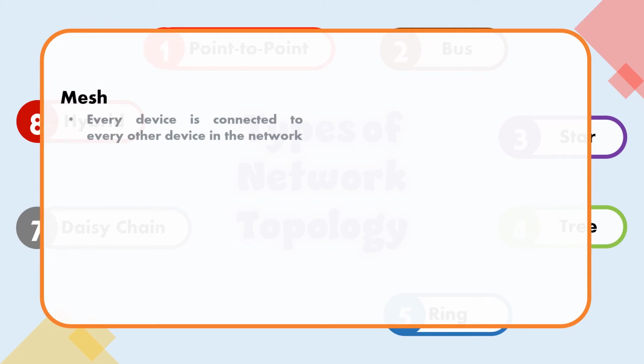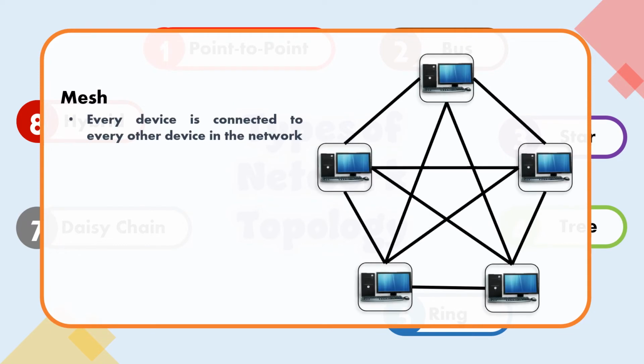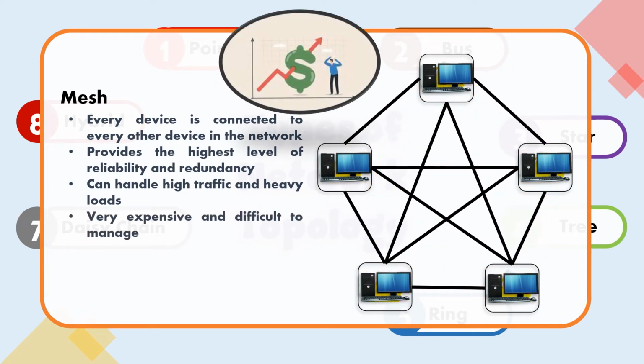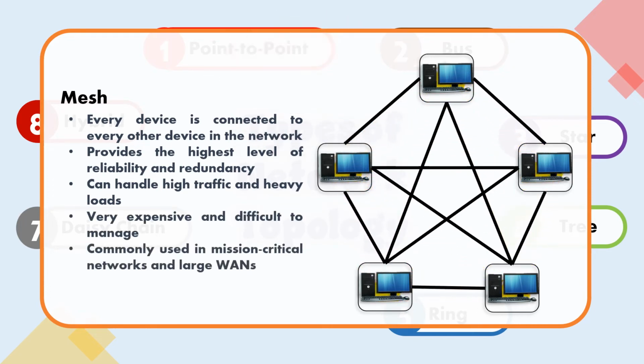Mesh. Every device is connected to every other device in the network. Provides the highest level of reliability and redundancy. Can handle high traffic and heavy loads. Very expensive and difficult to manage. Commonly used in mission-critical networks and large WANs. Mesh technology comes in two types.